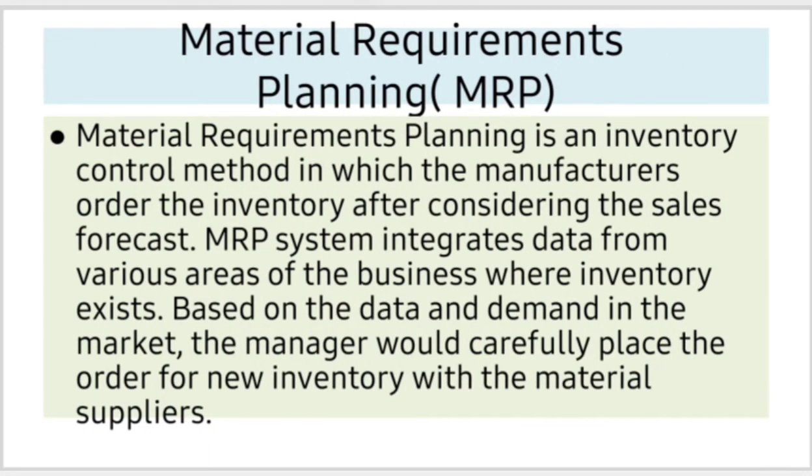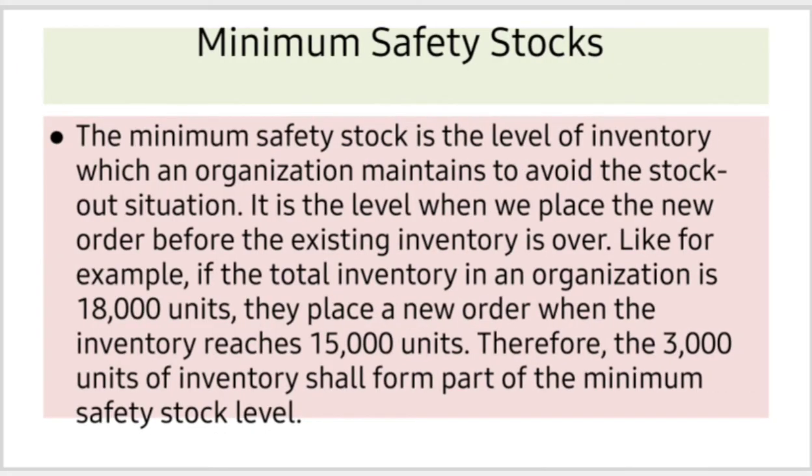Then next is MRP method, that is material requirement planning. In this method, the inventory control is done in such a way that the manufacturers order the inventory after considering sales forecast. Forecasting about the sale, this much will happen on this particular day or particular month. According to that, the manufacturers will be ordering the inventory. MRP system integrates data from various areas of business where inventory exists. Based on the data and demand in the market, the manager would carefully place the order for new inventory with material suppliers.